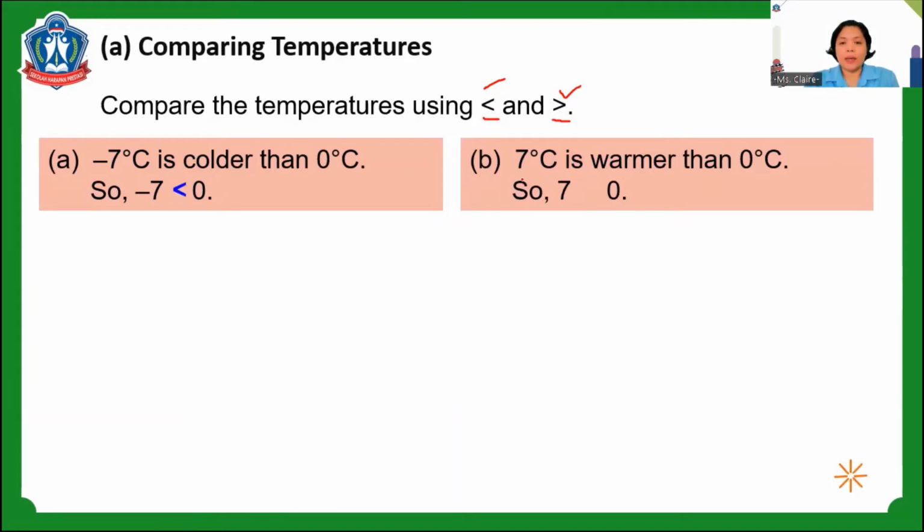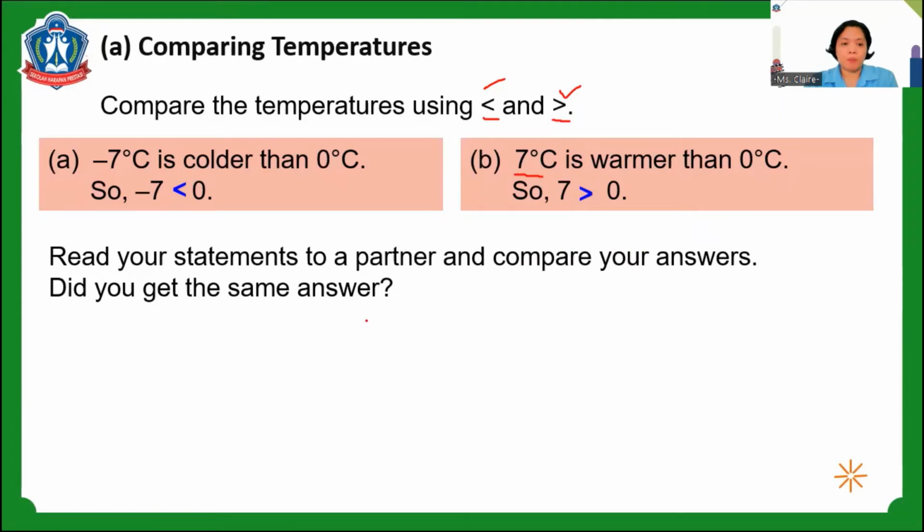On the other side, we have 7 degrees Celsius, which is warmer than 0 degrees Celsius. If the temperature is warmer, it means it has higher value. So 7 is greater than 0.